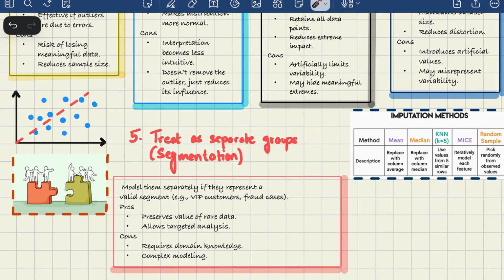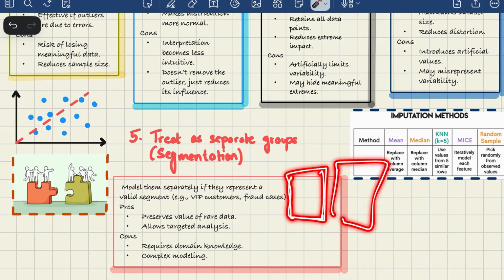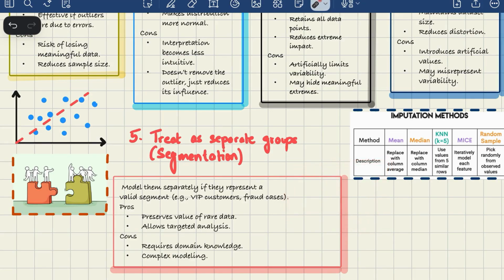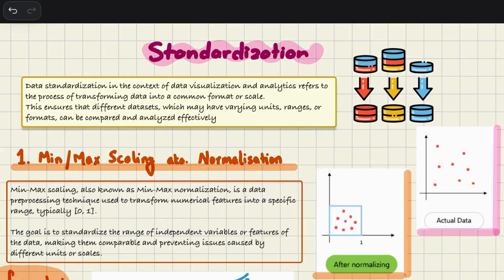So we divide the data into different segments. For example, we have VIP customers, who form their own segment. We have fraud cases, which can have different segments. So it preserves the rare data and allows targeted analysis as well, and we do not lose the essential data set. So let's now talk about what standardization is.